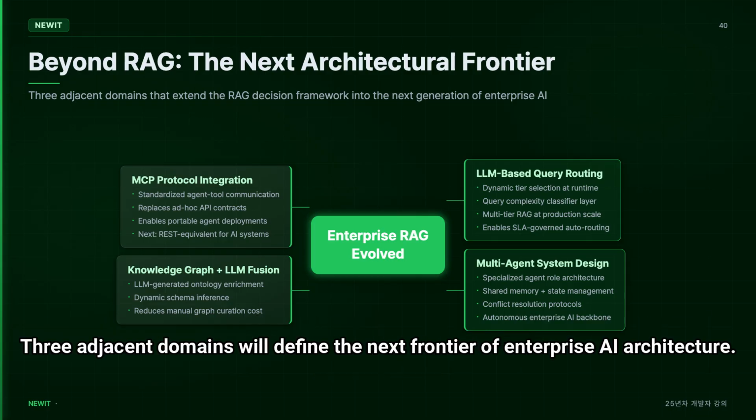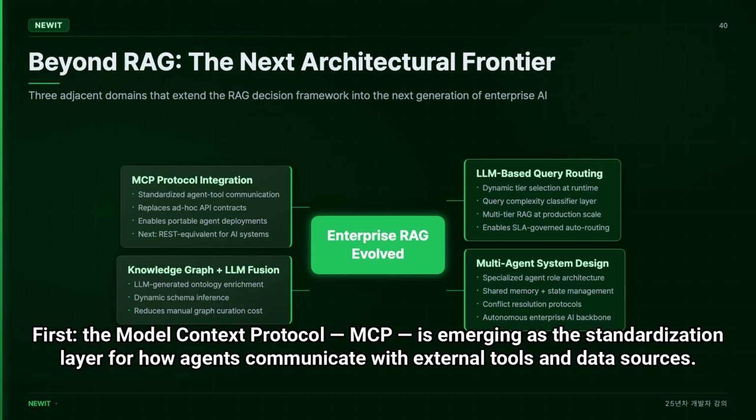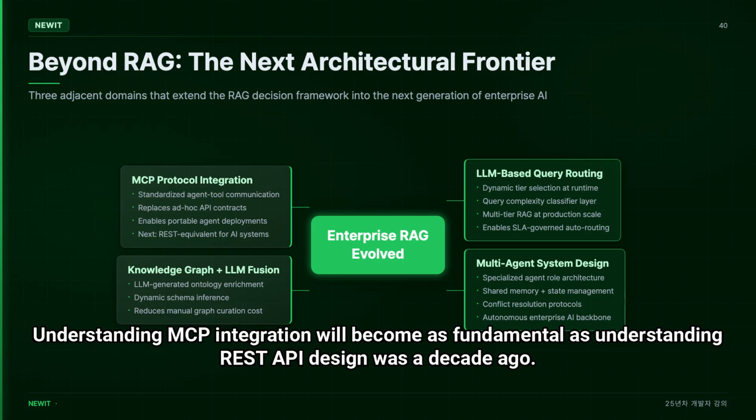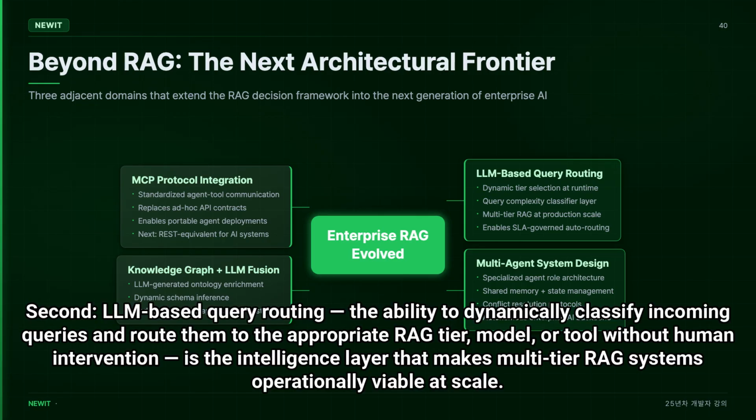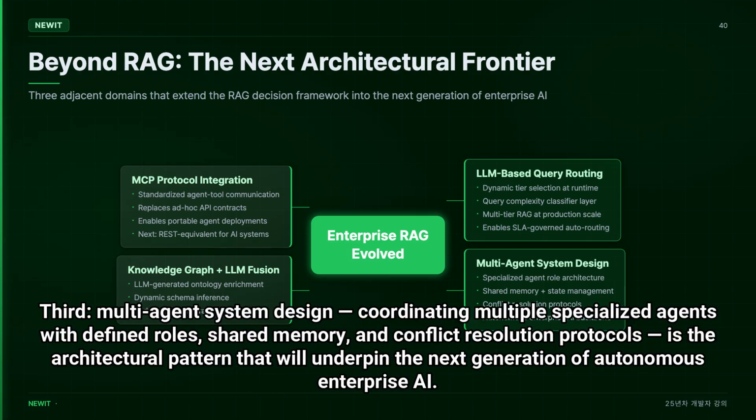3 adjacent domains will define the next frontier of enterprise AI architecture. First, the Model Context Protocol, MCP, is emerging as the standardization layer for how agents communicate with external tools and data sources. Understanding MCP integration will become as fundamental as understanding API design was a decade ago. Second, LLM-based query routing, the ability to dynamically classify incoming queries and route them to the appropriate RAG tier, model, or tool without human intervention, is the intelligence layer that makes multi-tier RAG systems operationally viable at scale.